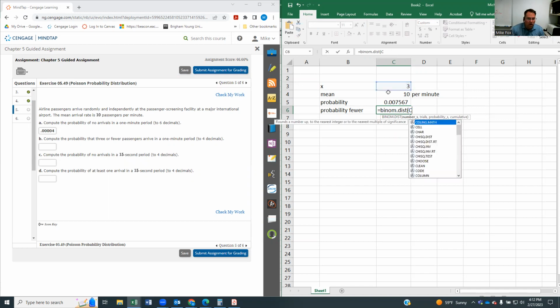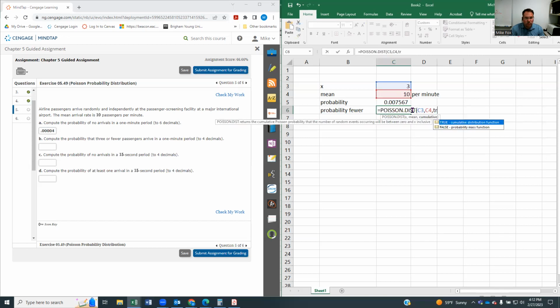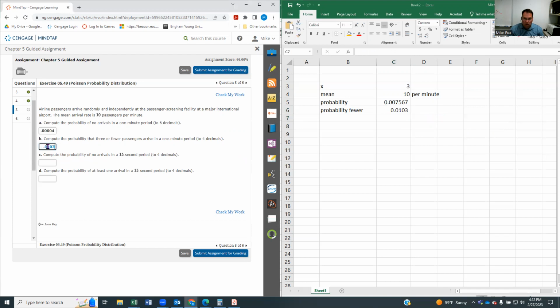Oh, not BINOM, sorry guys. This is a Poisson. POISSON.DIST, where 3 is my x and my mean is 10. In this case it's true, because that's going to give me the probability of 3 or fewer. So that comes out to 0.0103. So only a little better than a 1% chance of 3 or fewer people coming through in a minute.